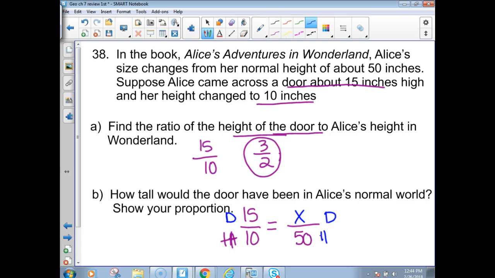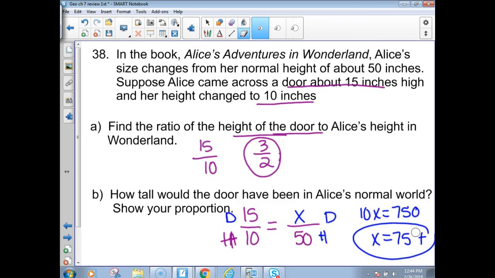Okay, cross multiply and divide. We're going to have 10 times x equals 15 times 50, which would be 750, and then dividing by 10, we'll have 75 feet. Not feet, inches. Oh my gosh, I was just really blowing that one, wasn't I? Well, we all make mistakes. Oops. This is the correct answer.